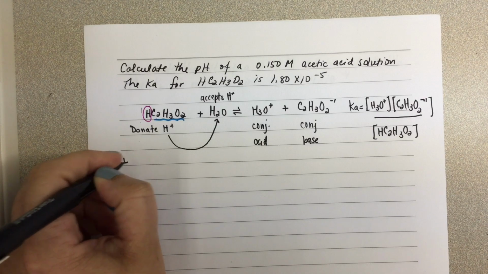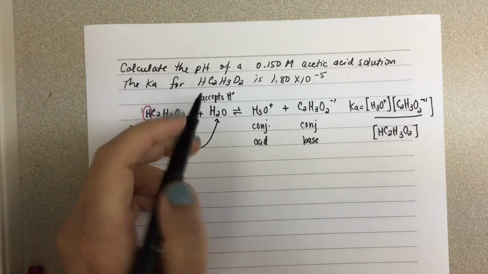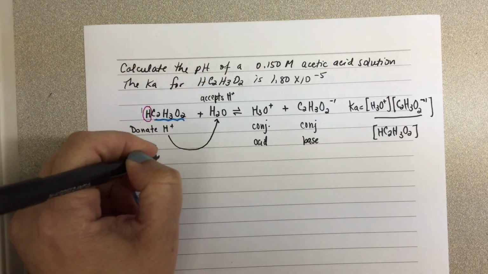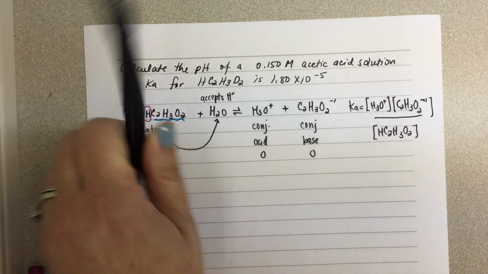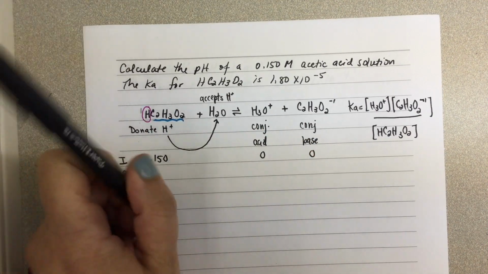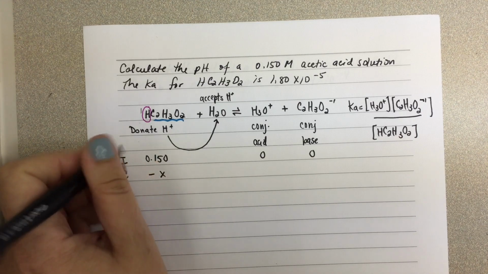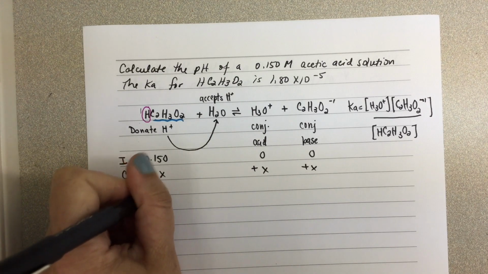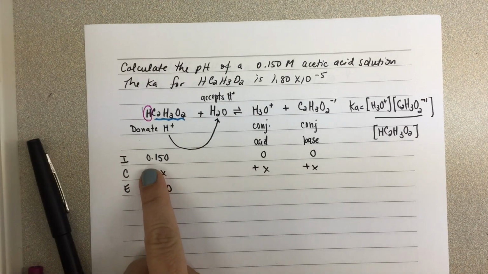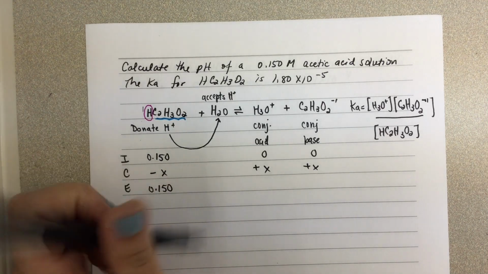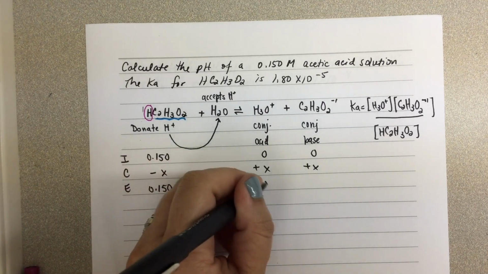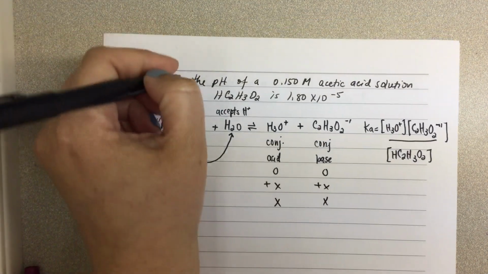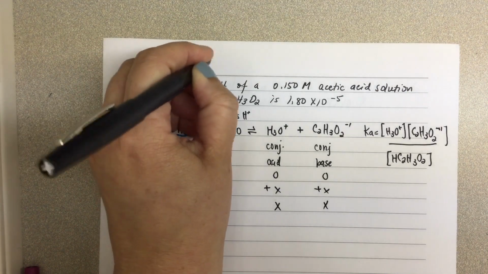You still have to do your ice table. Initial concentration for your acetic acid is given. Initial concentrations for your ions are 0, decreasing by x, increasing by x. So in equilibrium, you're going to have 0.150 minus x, 0 plus x, and 0 plus x. Now what you're trying to calculate here is the pH.